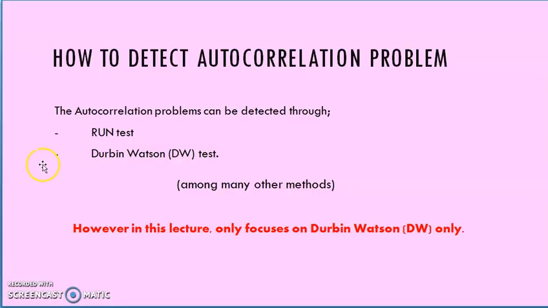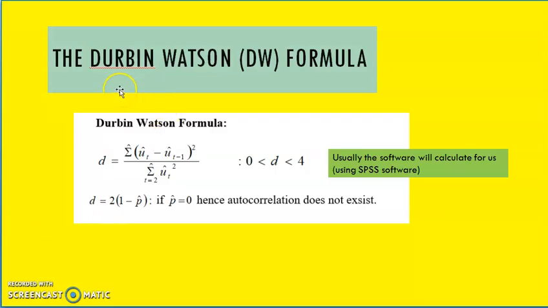Right. Let's continue with how to detect the autocorrelation problem. The autocorrelation problem can be detected through the run test or the Durbin-Watson test, among many other methods. However, in this lecture, we only focus on the Durbin-Watson or DW method. The Durbin-Watson formula is like this. However, don't worry too much about this formula. You don't have to memorize it, because in this course, the software will usually calculate the value of Durbin-Watson through multiple regression in SPSS software.